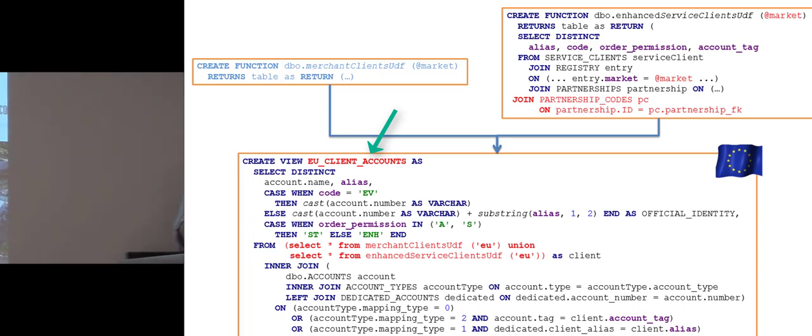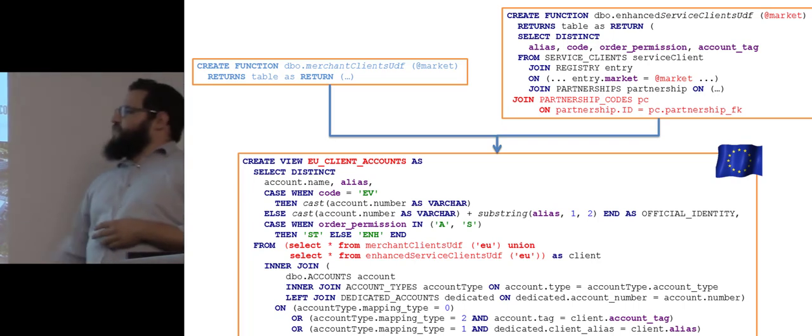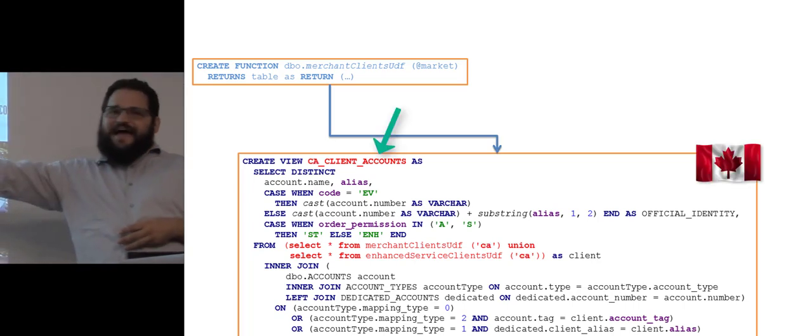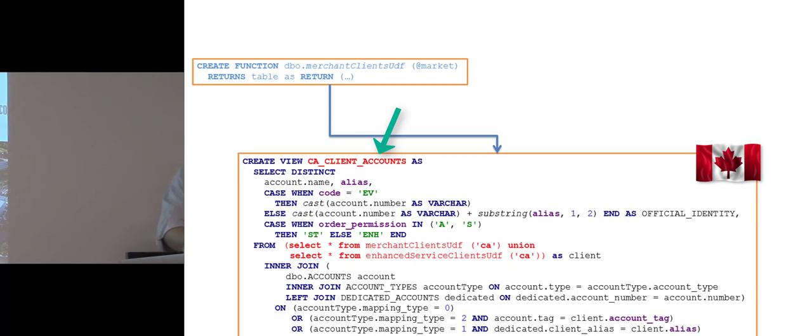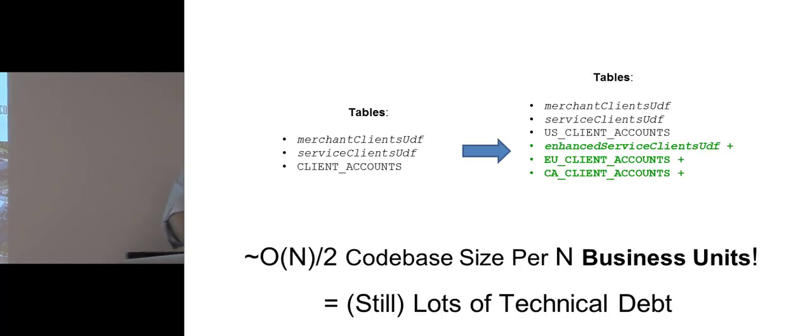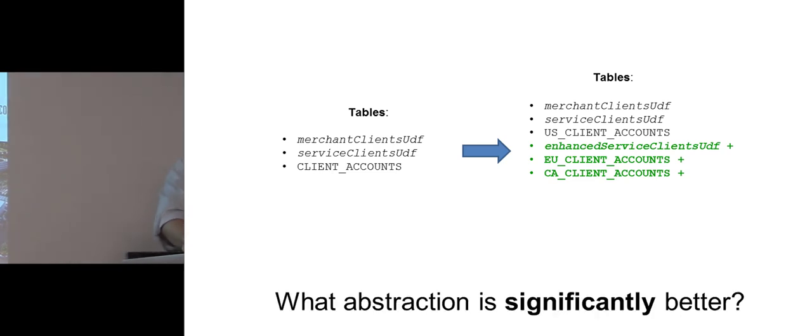because there's no contract on a view, which I'm getting to, but before I step ahead. Same thing with Canada. We have to recreate this guy again. We need higher order views. Voila! So here's our code base increase. We still have increased it, roughly speaking, by this amount. Have we actually solved anything with these UDFs? Don't think so.